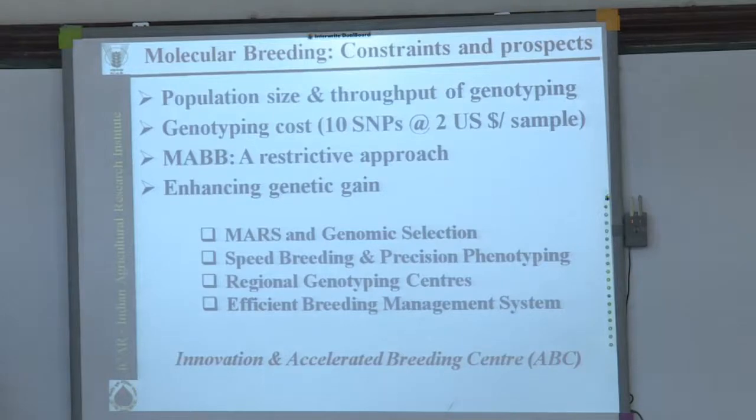The major concern in implementing a marker-assisted back-cross breeding program or marker-assisted forward breeding program is with respect to what population size, what is the throughput of genotyping, what is the cost of genotyping. And also, many times we find that marker-assisted back-cross breeding can only rectify the defect of an existing variety. It cannot create a new mega variety, okay? So if we have to create a new mega variety, then we have to follow a different approach, and that's where genomic selection becomes extremely important, okay?